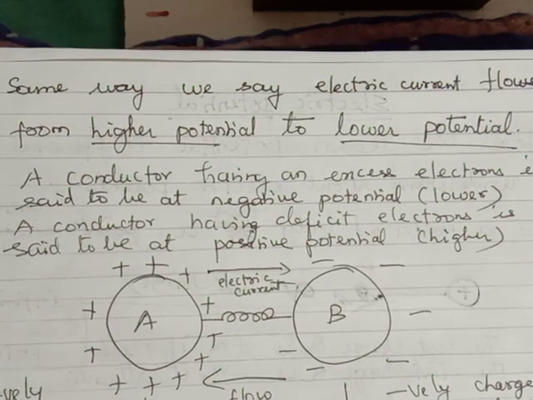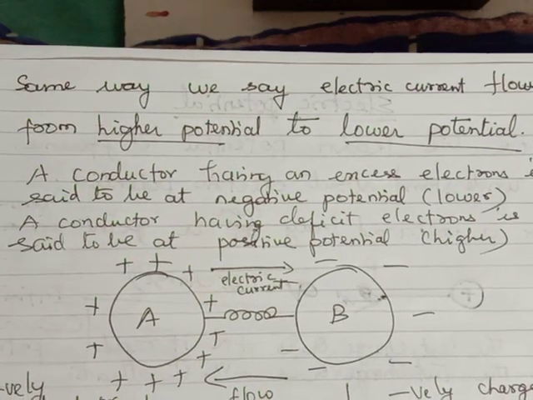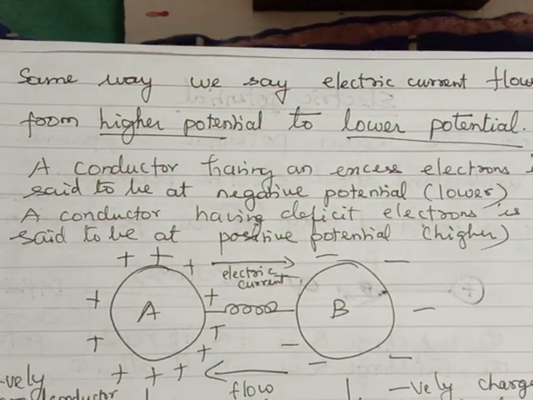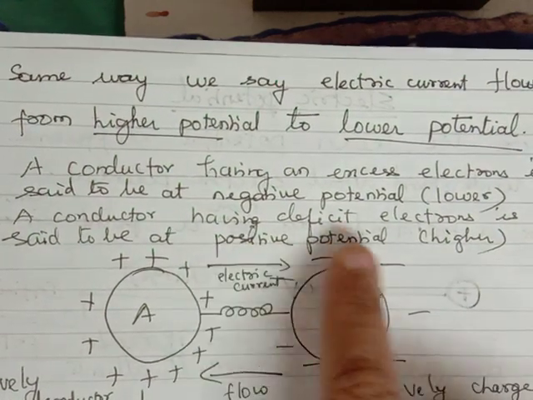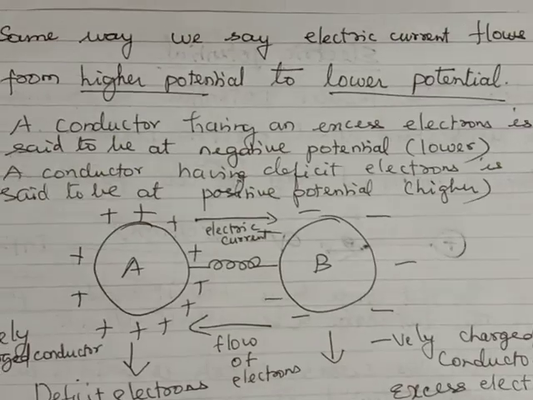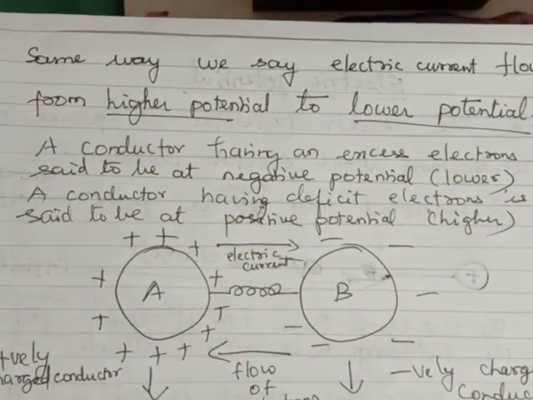Lower potential means what? It refers to excess electron region. Higher potential refers to deficit electron region. Either you understand that way, or understand with positive potential and negative potential. Now, I want you to answer. As I am explaining, you should tell the answer.